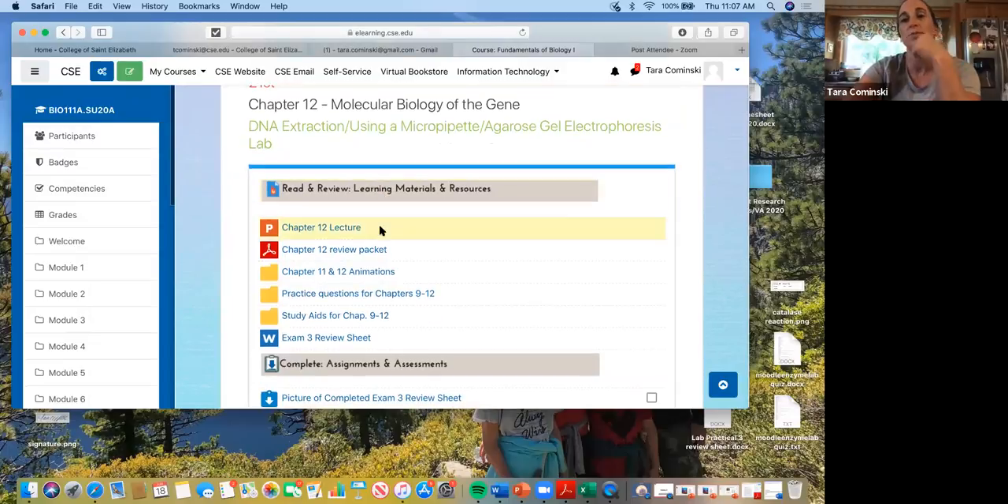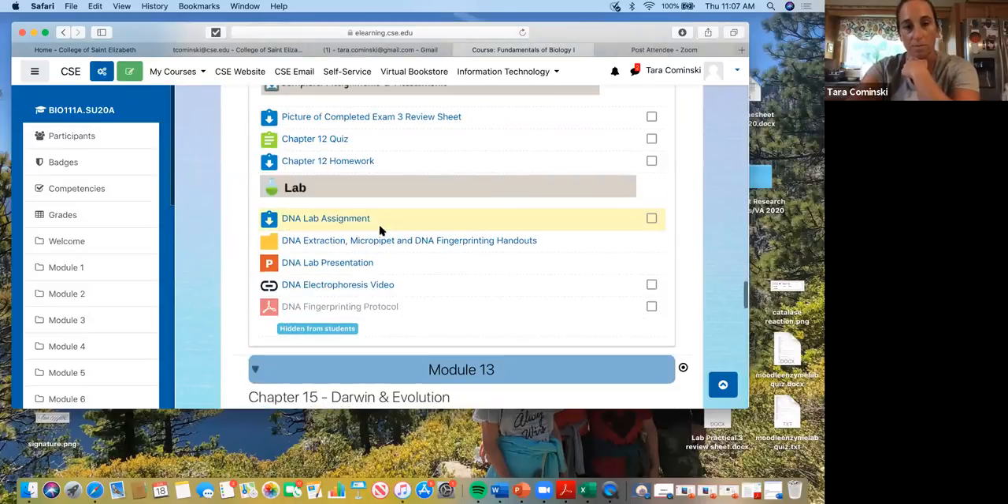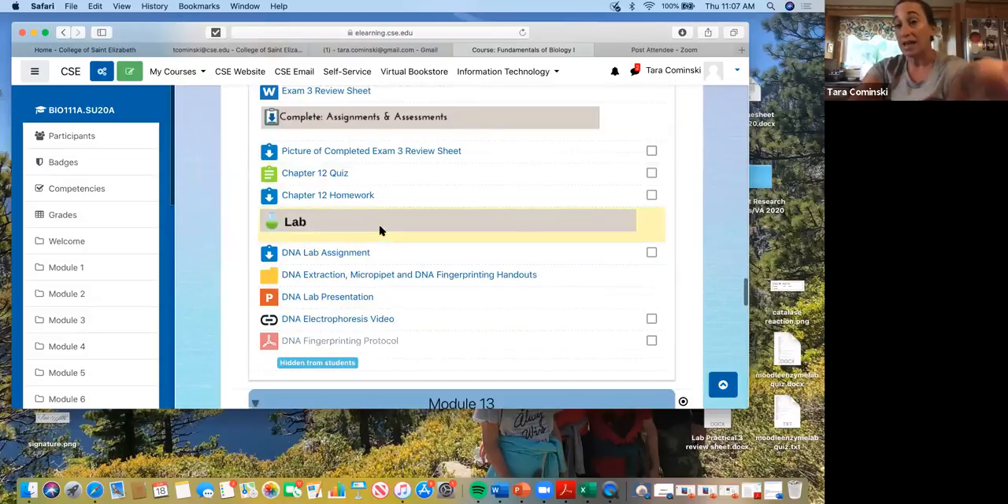Does anyone have any questions about that? It all sort of makes sense, right? So we don't have much left. Okay, so that's that for lab.